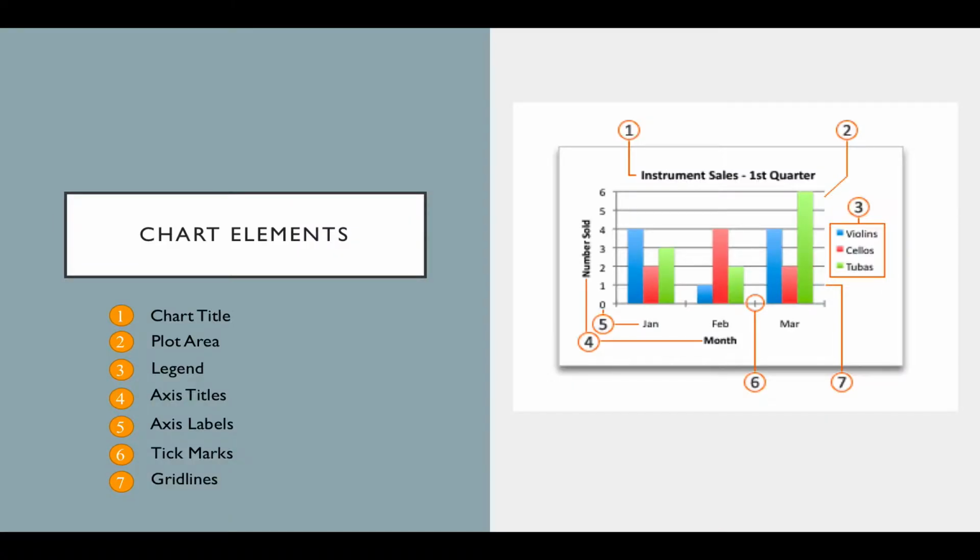First, let me identify a few of the elements of a chart. Charts contain several elements such as a title, axis labels, a legend, and grid lines. You can hide or display these elements, and you can also change their location and formatting.